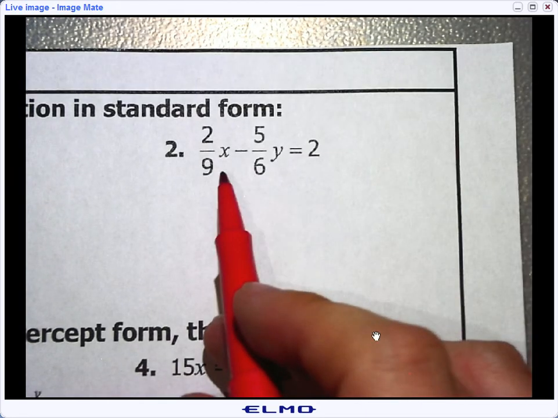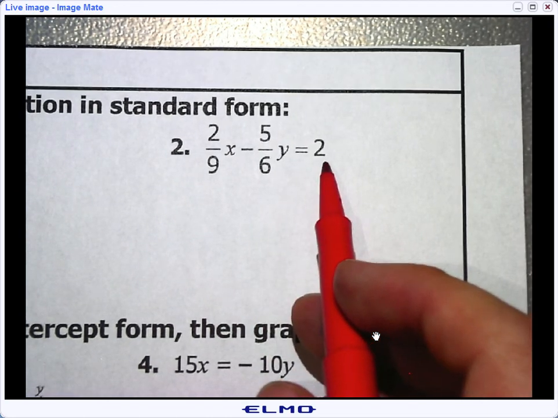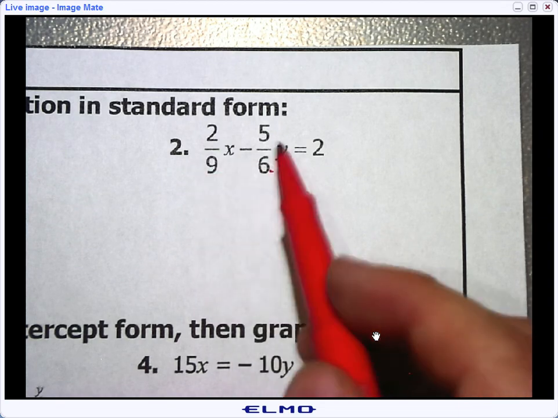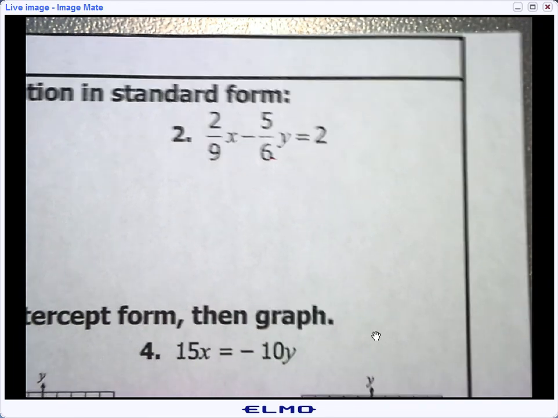For number 2, everything's in the right spot. I've got my x, I've got my y, I've got my constant. This is positive, so that's fine. But the issue is we have fractions, so that has to be fixed.